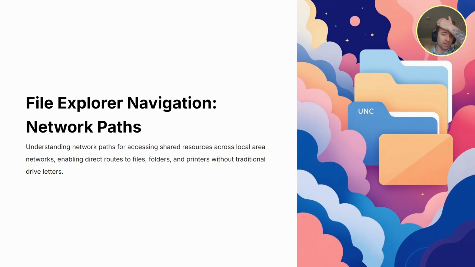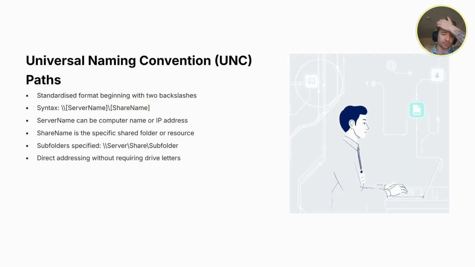File Explorer navigation, your network paths. So you need to know something called UNC, or Universal Naming Convention, for network paths. So the UNC is a standardized format beginning with two backslashes. So basically, it looks like this, right? Two backslashes, the name of the server, backslash, share name.